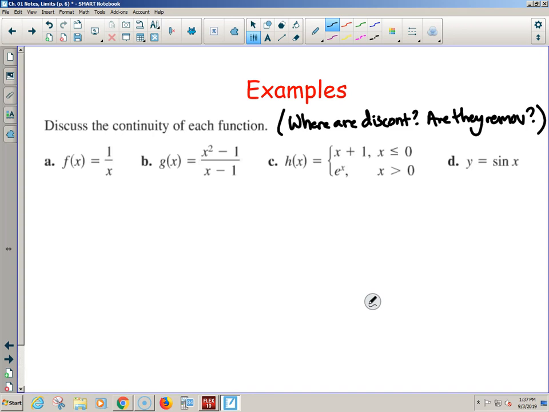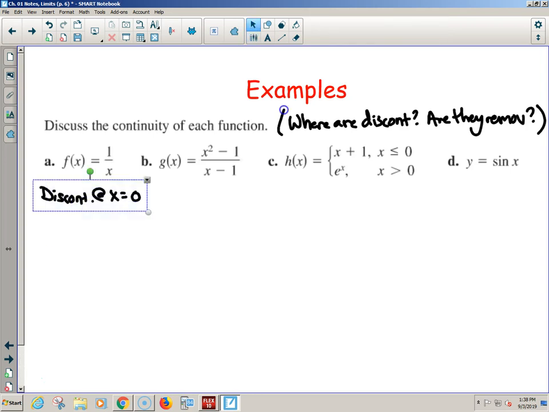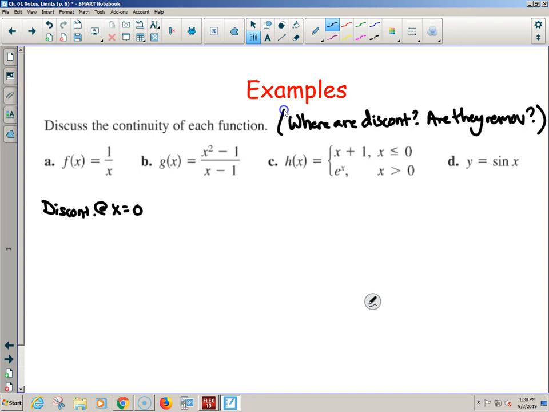So, letter A, what do you guys think? Is it continuous everywhere, or does it have a problem? Zero. Yeah, it totally has a problem. So this one, letter A, has a discontinuity at x equals 0, but, hold on, wait a minute. Is it removable or non-removable? Non-removable. Why?